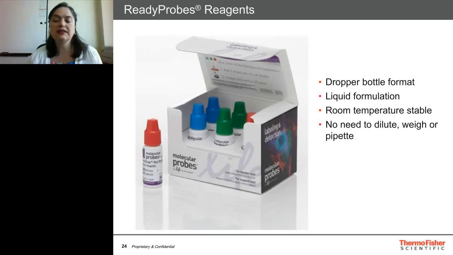So CellEvent and a few of our other reagents are actually available in a dropper bottle format that you can keep on your lab bench, and all the protocols are the same. You just drop in 2 drops per mL, and you can look for those under the Ready Probes reagents. If you search for that, you'll find that on our website, and that includes CellEvent and some of the other nucleic acid dyes.